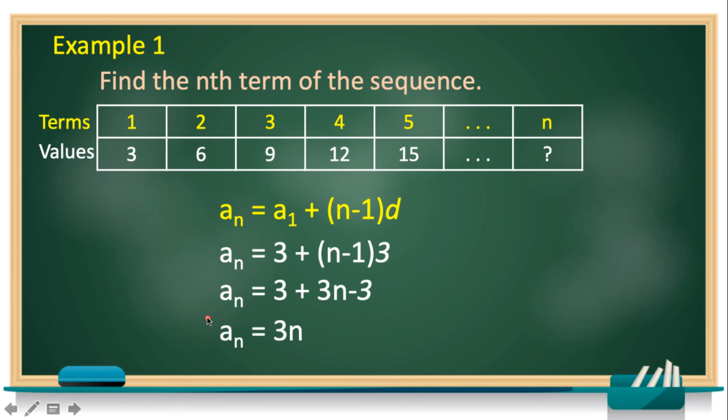So if we will find the value of the 15th term of the sequence, we will just write a sub 15 is equal to 3 times 15, which is equivalent to 45.